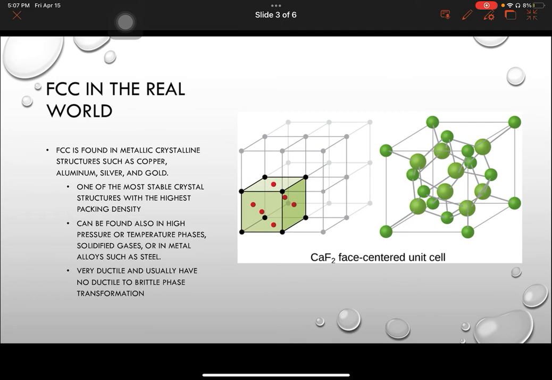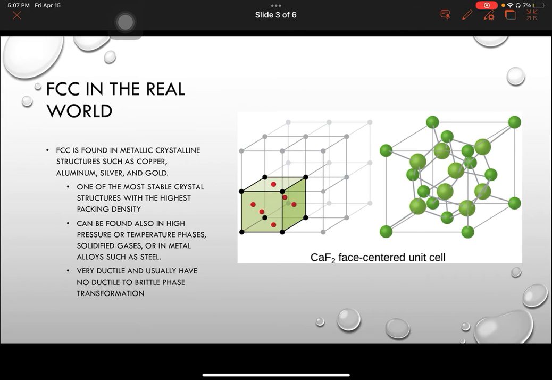You can find FCC in copper, aluminum, silver, and gold. Those are just a few examples, but there are definitely many more materials that use the FCC structure. It's one of the most stable crystal structures with the highest packing density, and that's due to that ABC diagonal form that I was discussing previously.